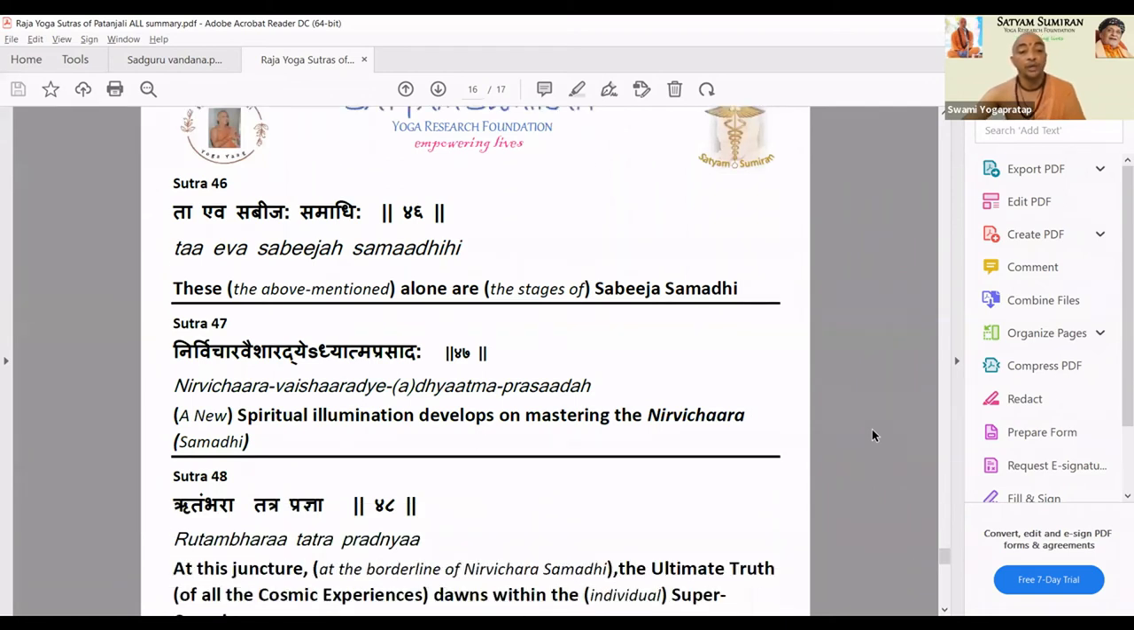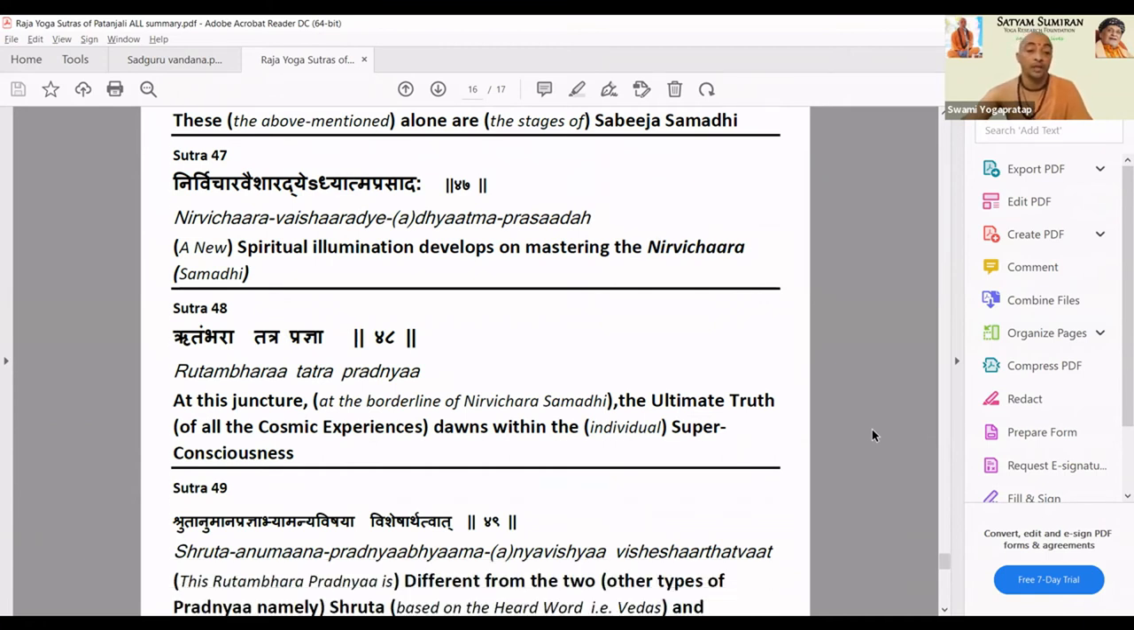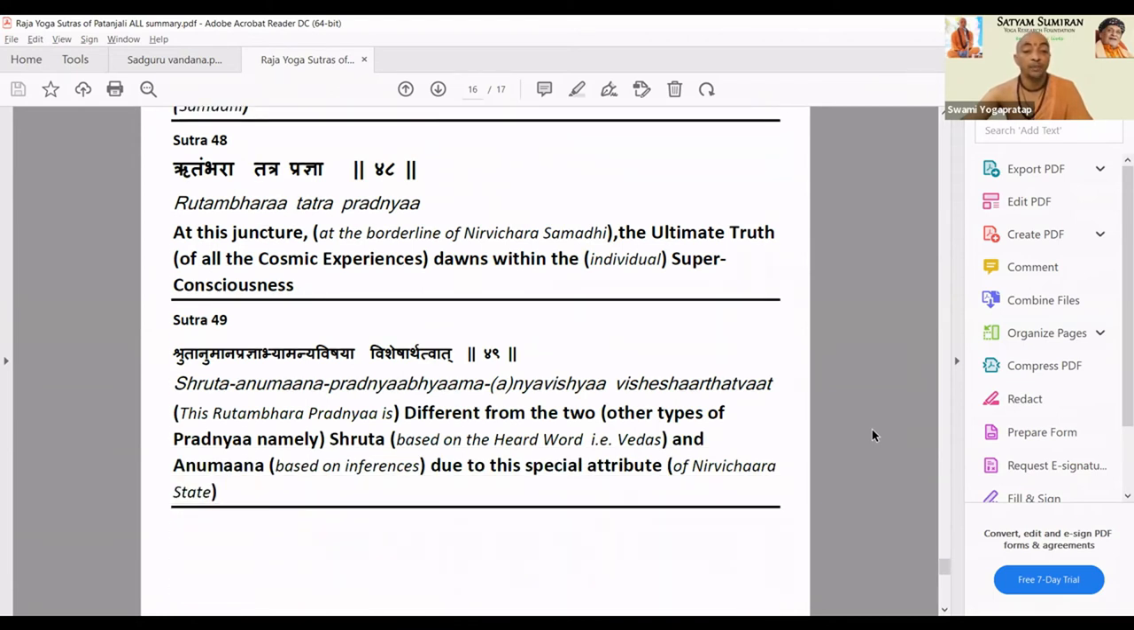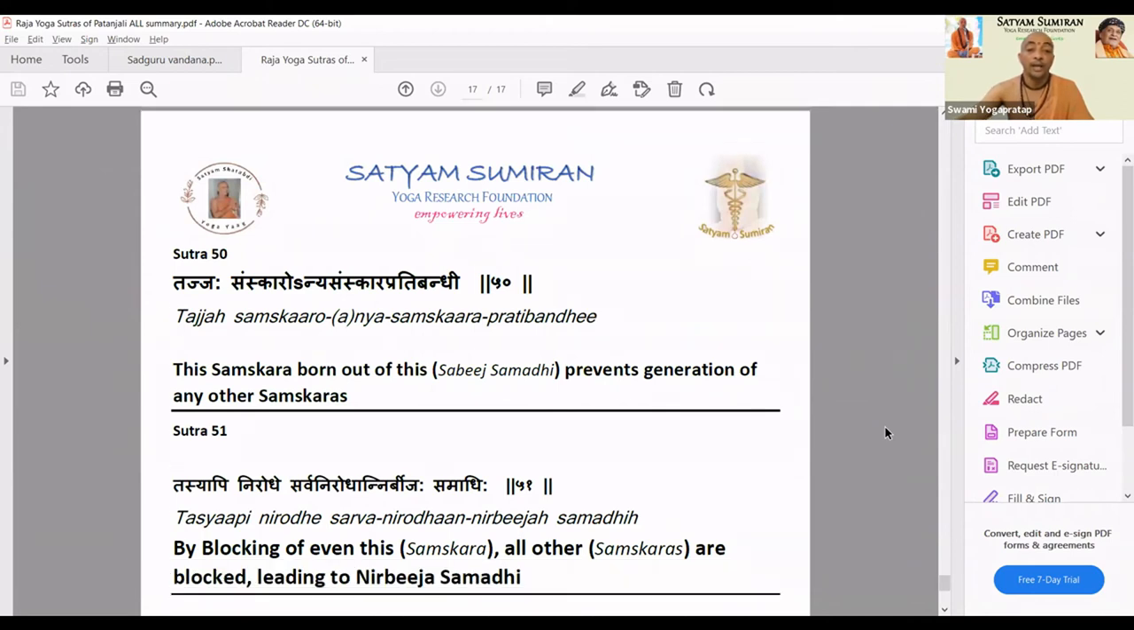And at that point, a new awareness develops, which eclipses all the other awarenesses. That is known as the Rutambhara Prajna. When the Rutambhara Prajna comes up, we are at the threshold of the ultimate experience. This Rutambhara Prajna eclipses all the other knowledges, and it does not allow anything else to impact the chitta vritti. You are only in the state of Rutambhara Prajna, knowing the entire creation from an inner perspective, not through the senses. Going beyond even that is nirbija samadhi, the ultimate.